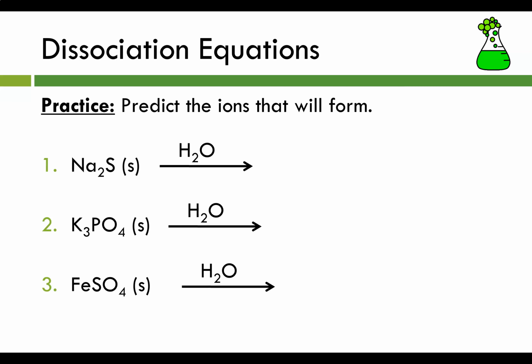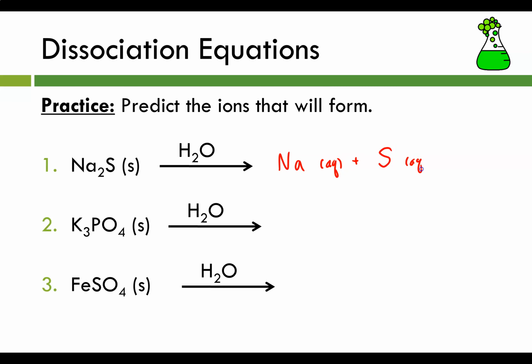I'm going to walk through number 1. If you think you got it, just pause me or I guess ignore me. And if you want to try them on your own, pause and work on them. All right, so the first one we have is Na2S, sodium sulfide. I know I'm going to make sodium ions. I know they'll be aqueous. And I'm going to make sulfide ions.